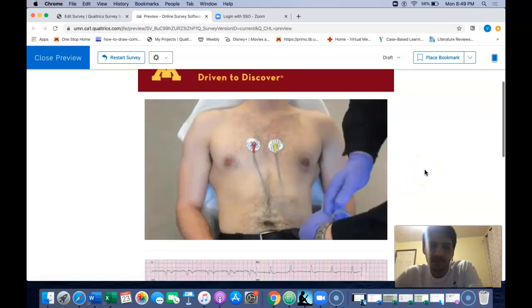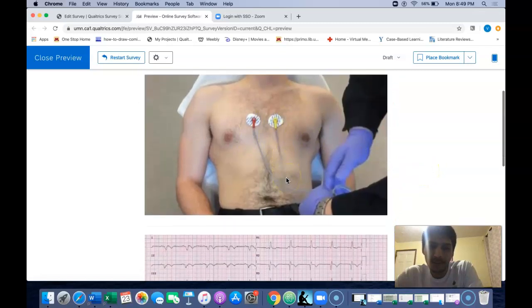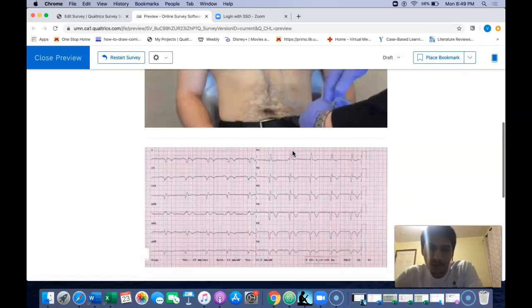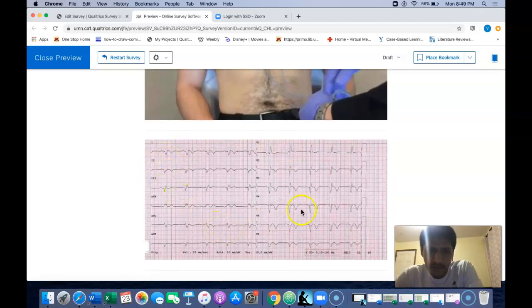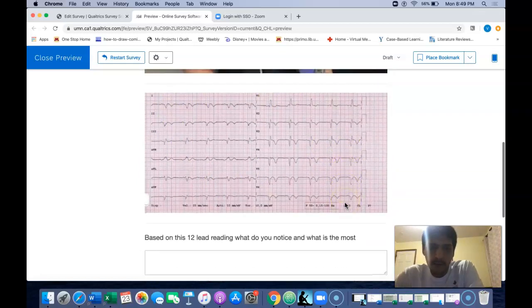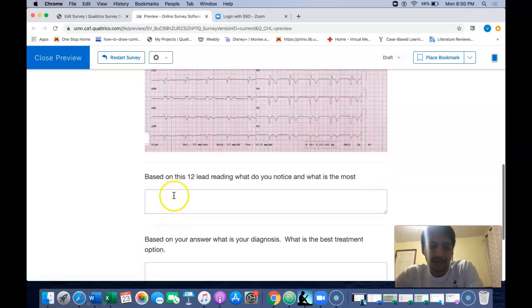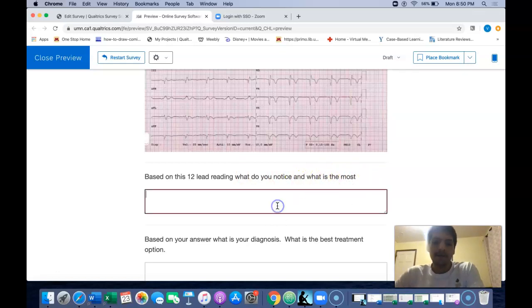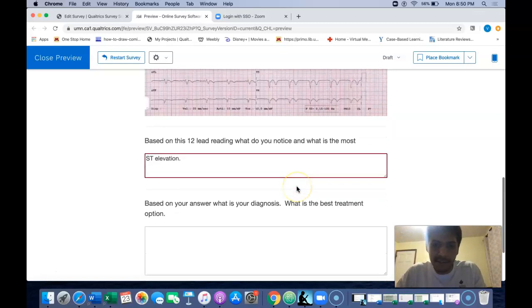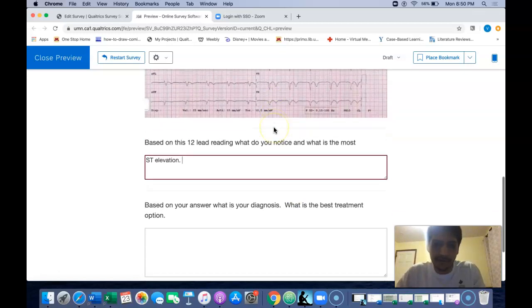The 12 lead is basically electrode placement, shown in this picture, and then this is the actual 12 lead EKG reading. I have no idea what this means, but a medical student ought to know. Based on this reading, what do you notice? Actually, I meant to write what is the most prescient. So I'm going to write ST elevation. And again, I know this because I have access to the cases, not because I myself can read this.